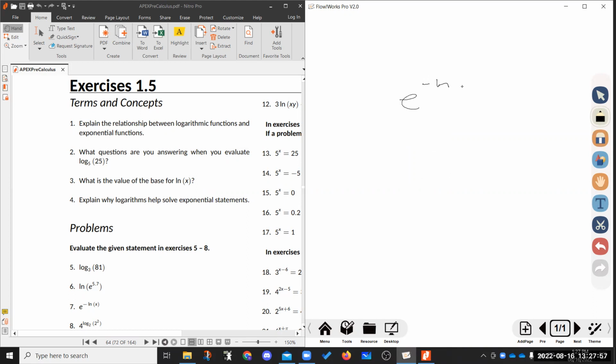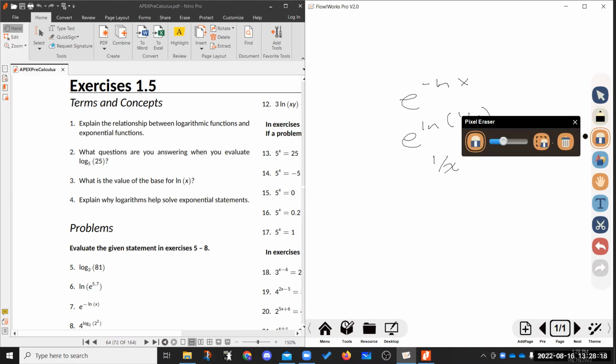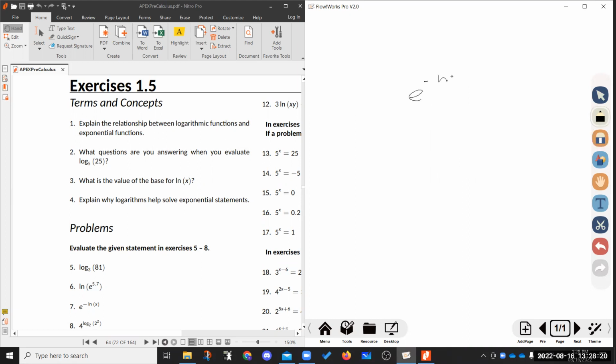e to the negative ln of x is going to be e to the ln of 1 over x, like that. And these are inverse functions that are going to undo one another, and I'm going to be left with 1 over x. If you don't believe that, let's try it a different way. e to the negative ln of x is the same thing as 1 over e to the ln of x. e to the ln of x is going to be x.